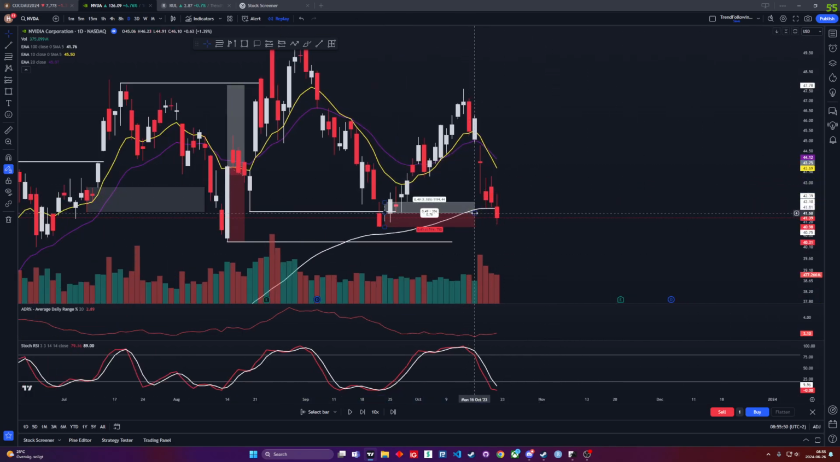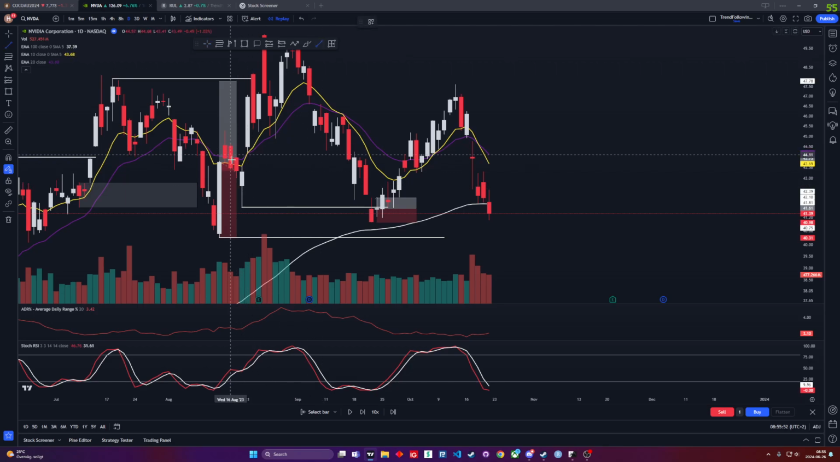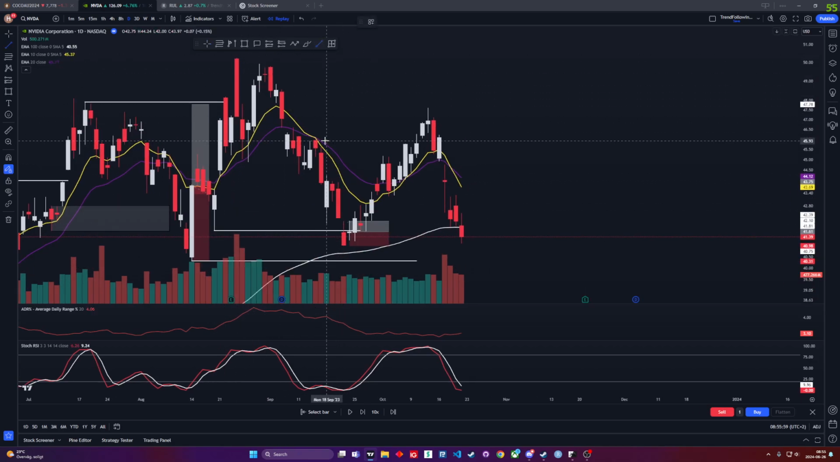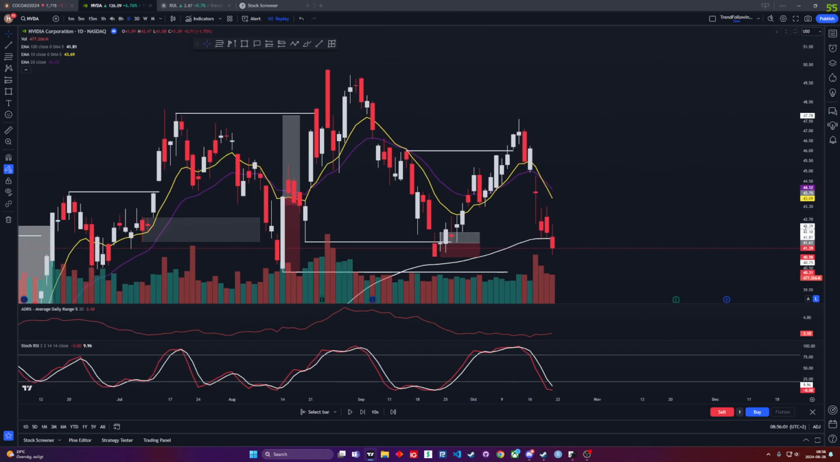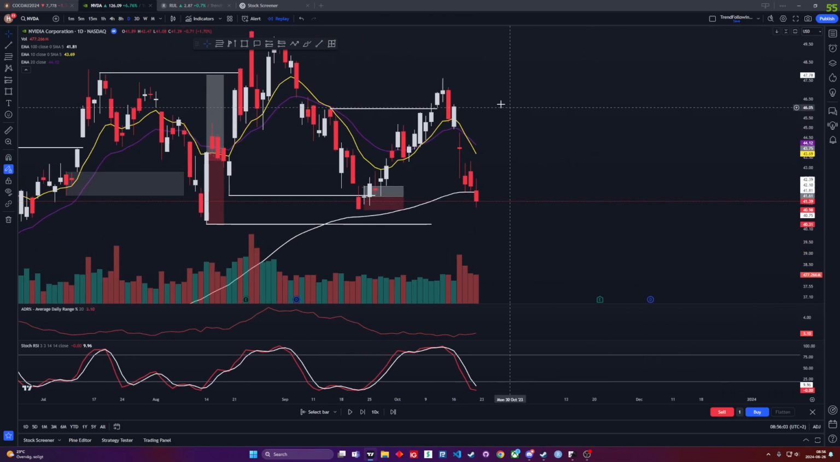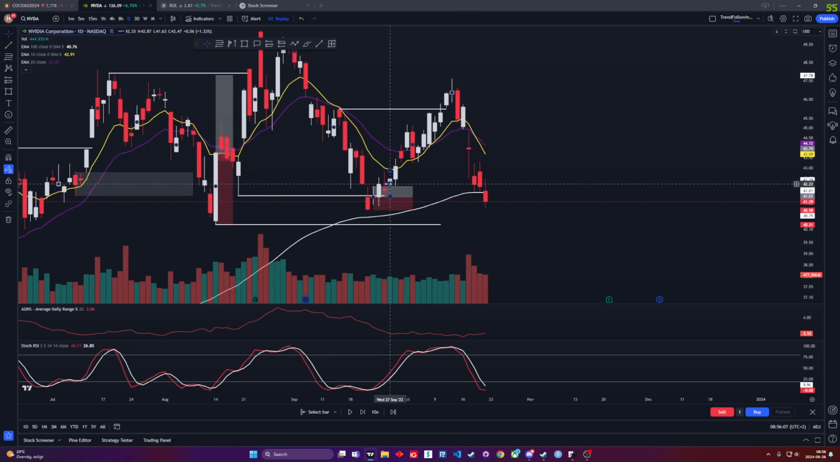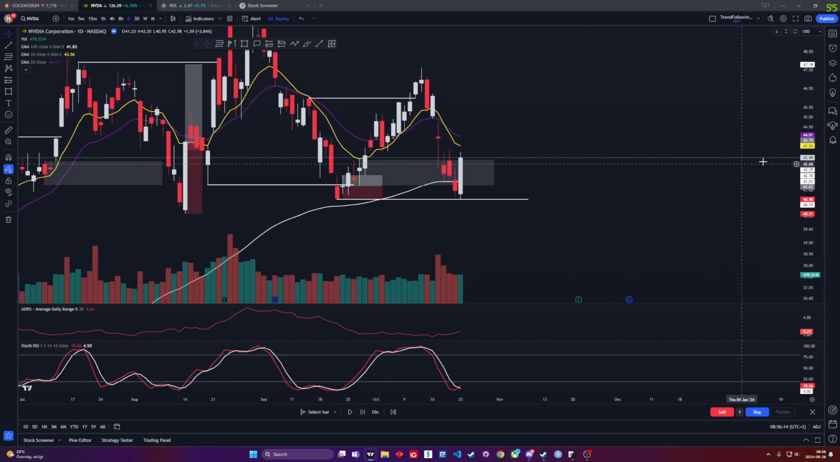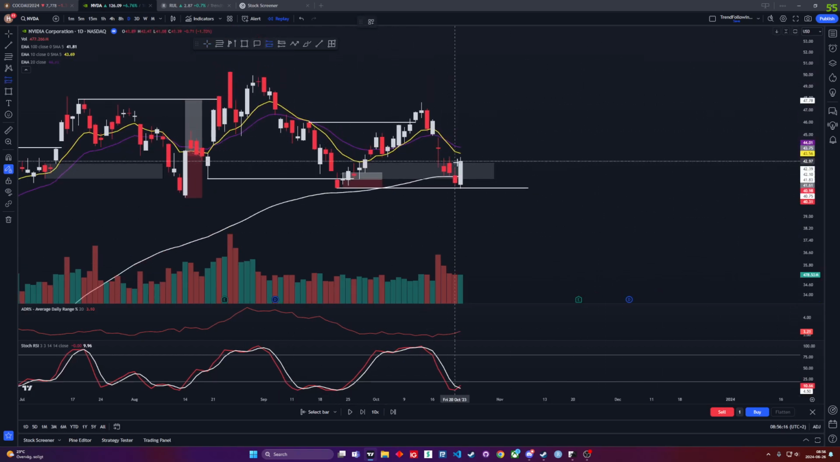Let's delete this. It broke up, broke down, broke up again. Yes. And our zone would probably be this candle, and this would be the low. And we have another valid entry.